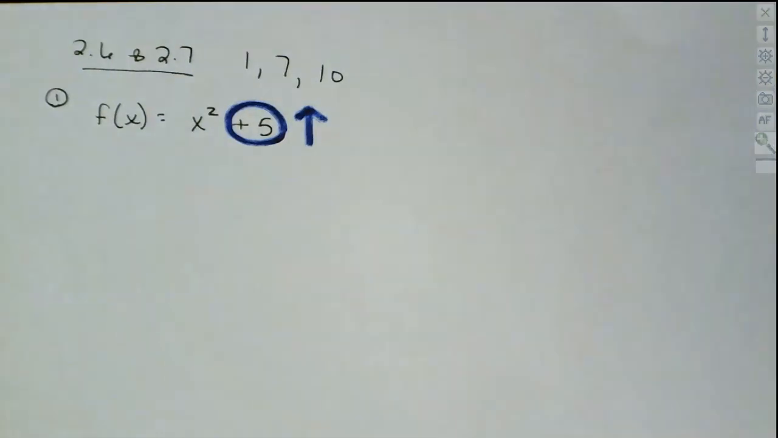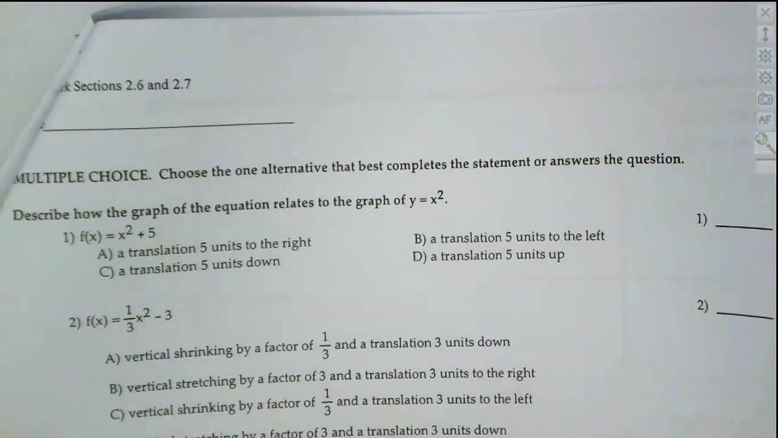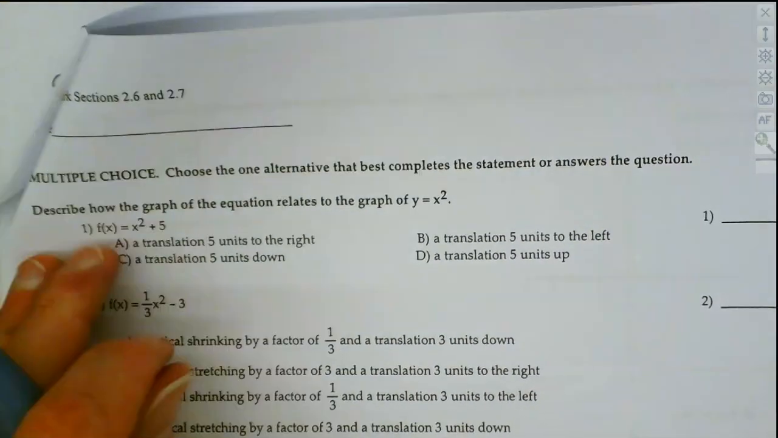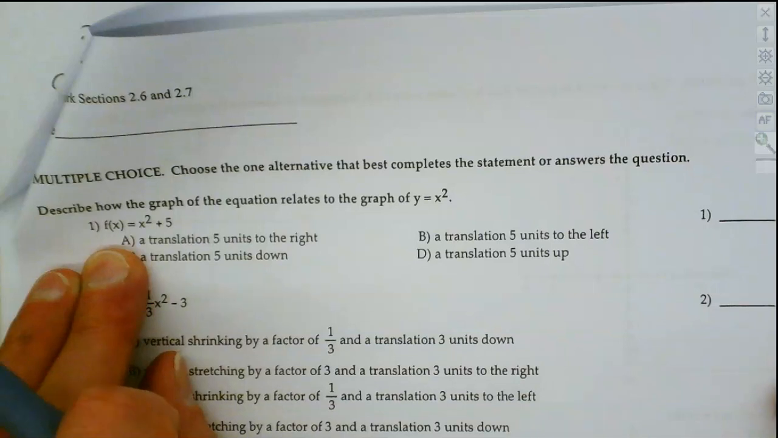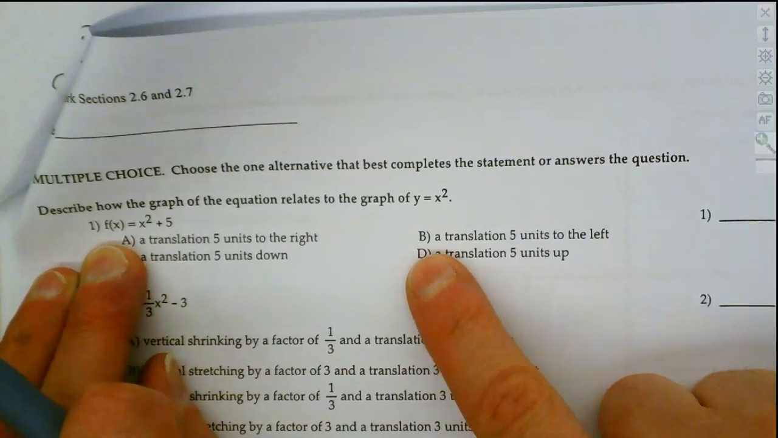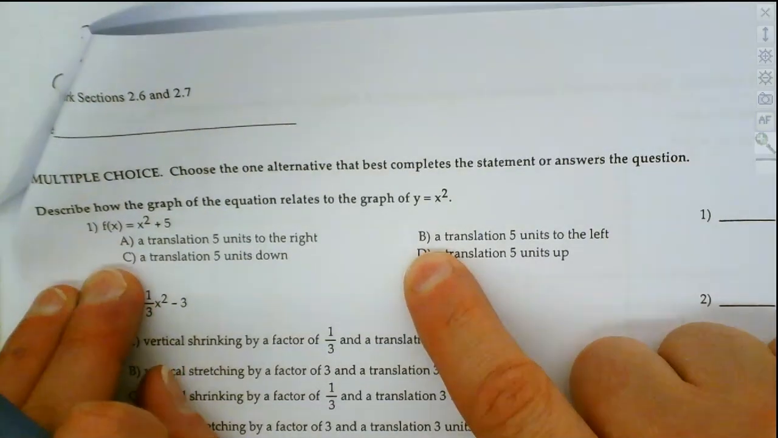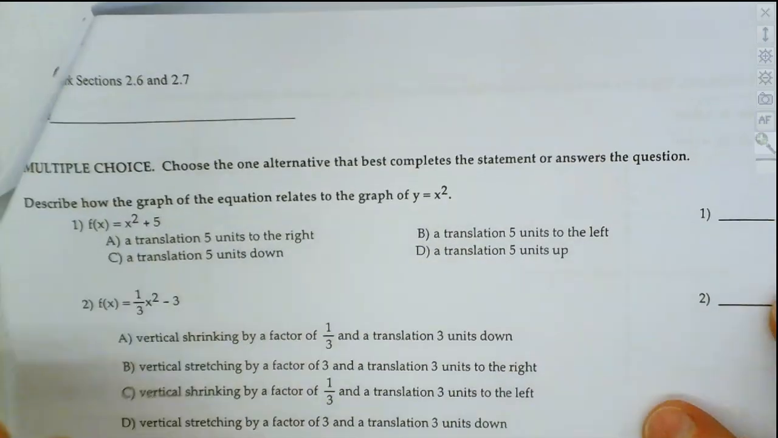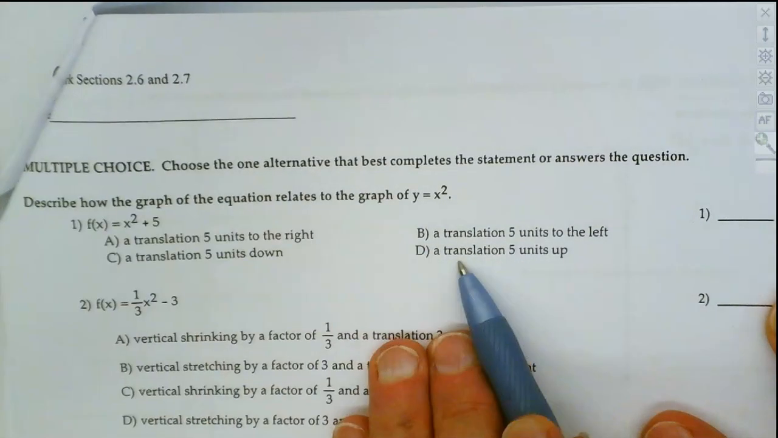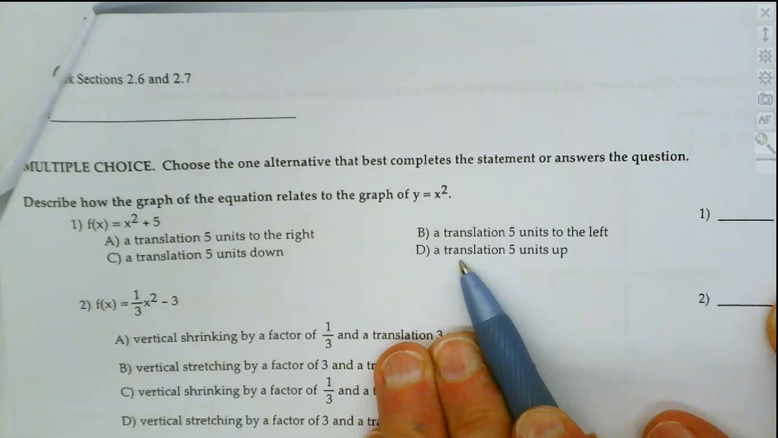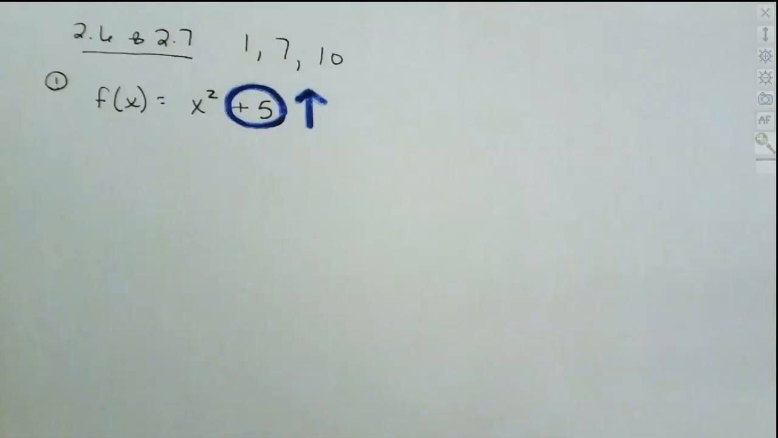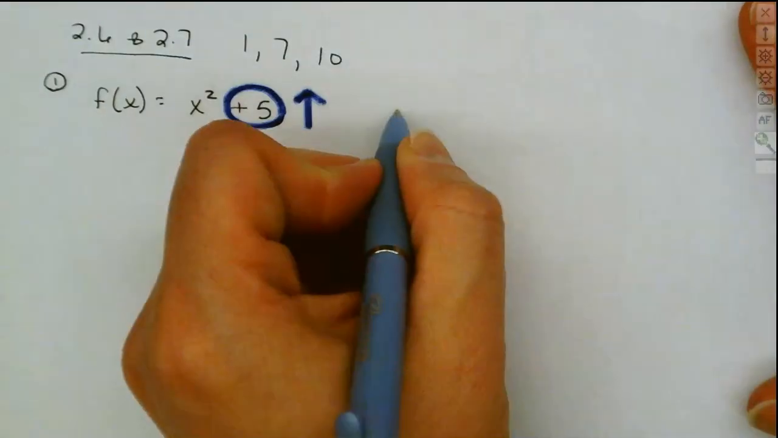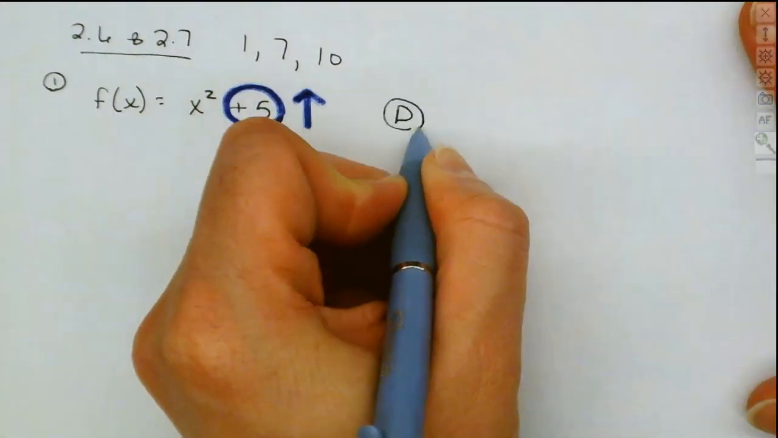So let's look at our choices. Which one's it going to be? Is it going to move it 5 units to the right? No. Is it going to move it 5 units to the left? Nope. 5 units down? No. So what does it have to be? D, right? We're moving it up 5 units because that 5 shifts that graph up 5 units.